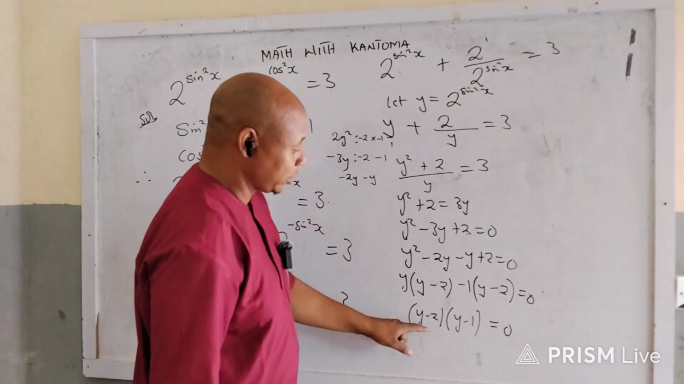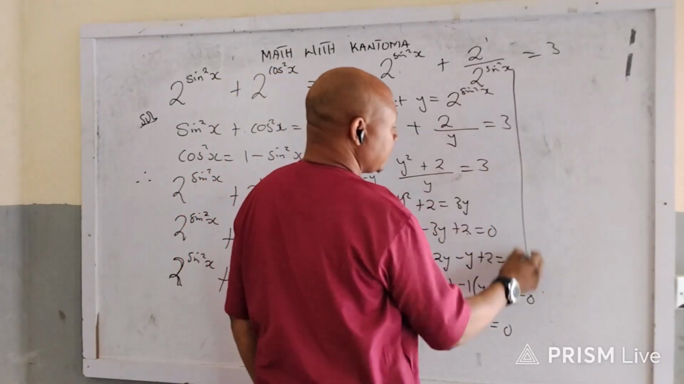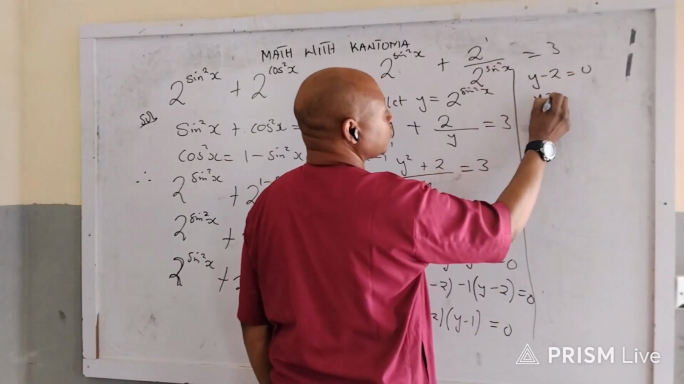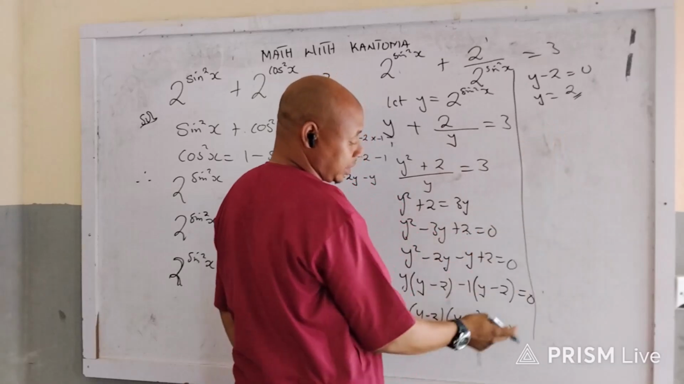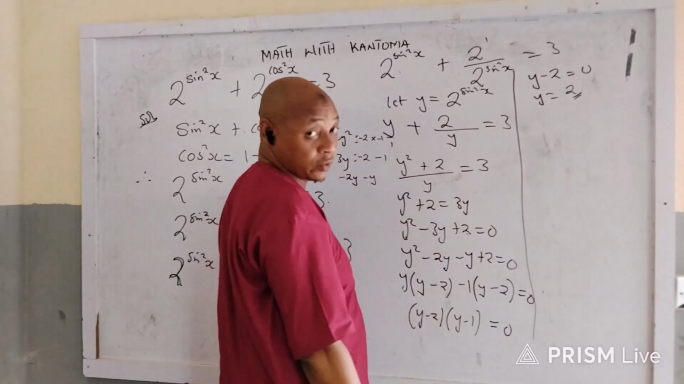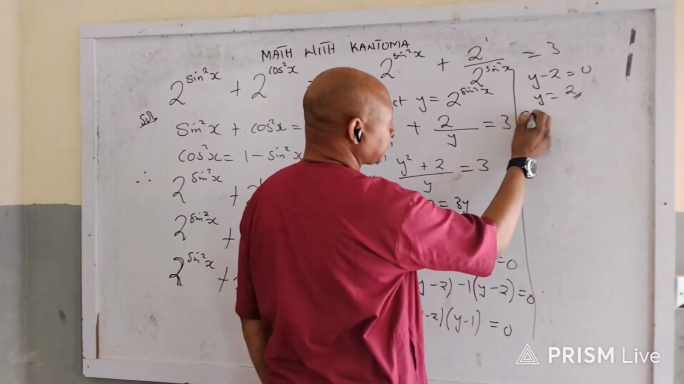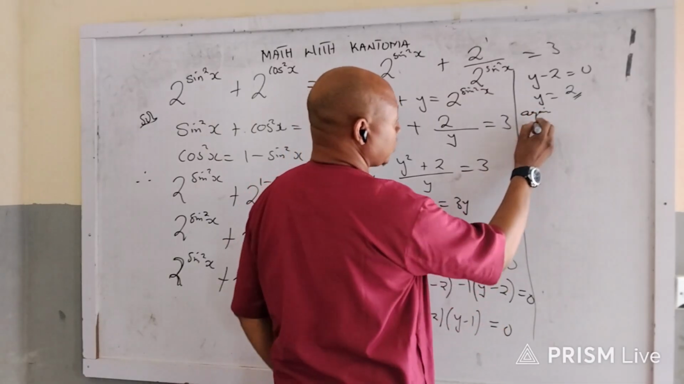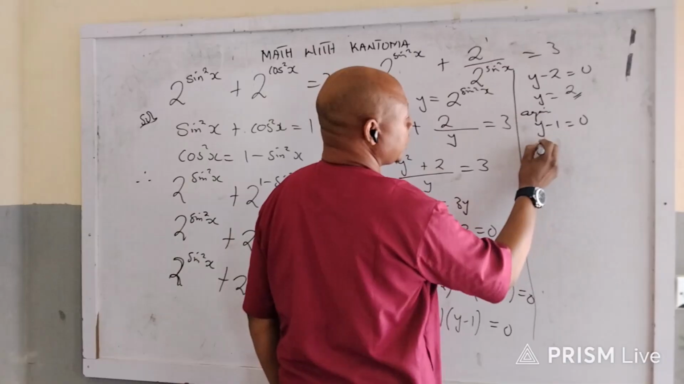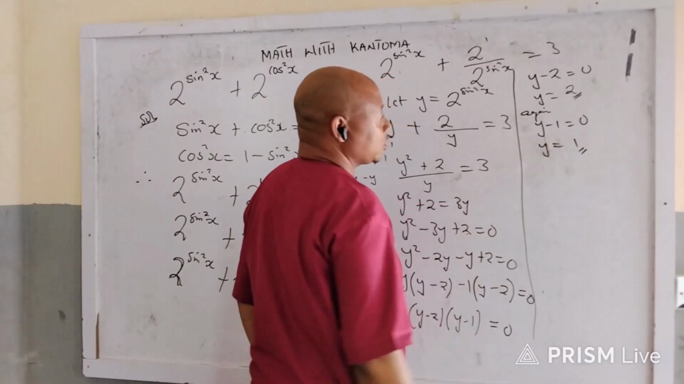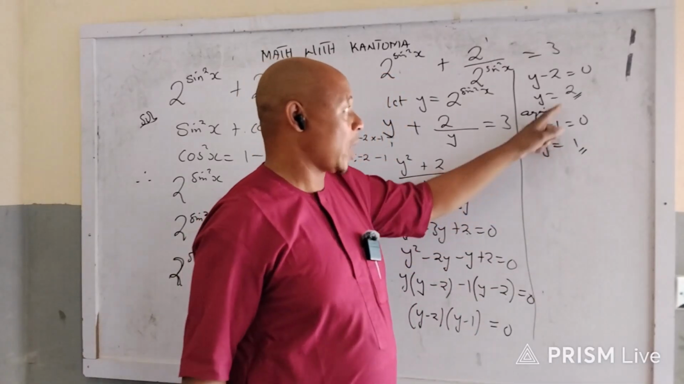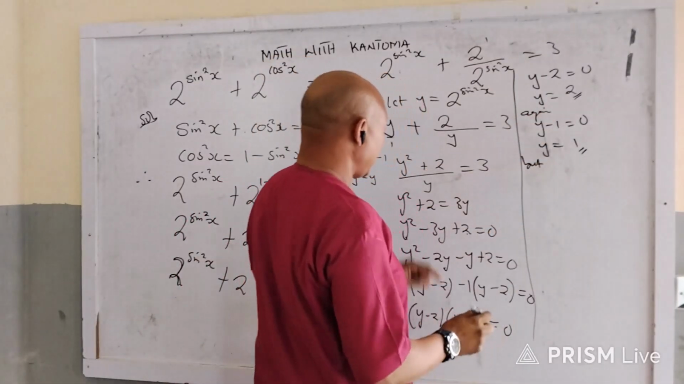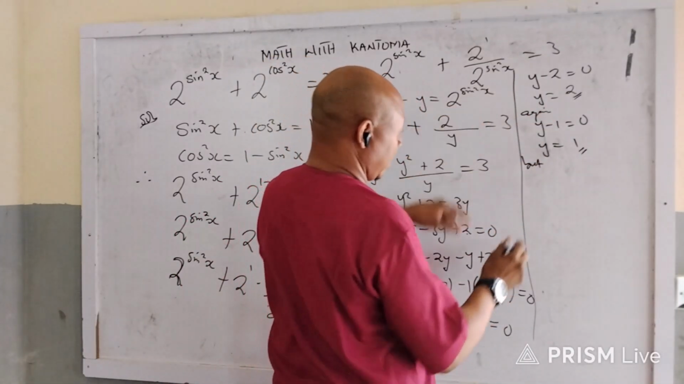So if y minus 2 is 0, then the value of y is equal to 2. In the first case, y is equal to 2. So again, if the second bracket y minus 1 is equal to 0, then the value of y is equal to 1. So it's either y is equal to 1 or y is equal to 2. But remember we said y is equal to 2 raised to the power of sine square x.